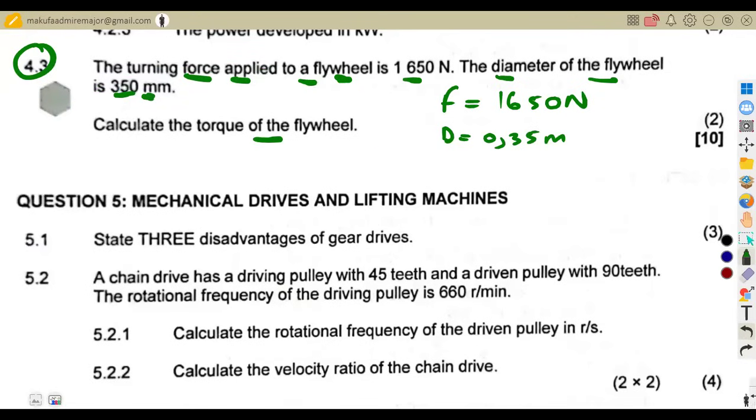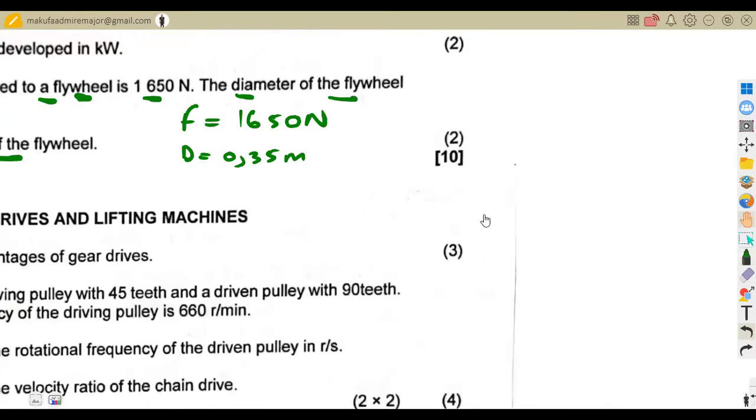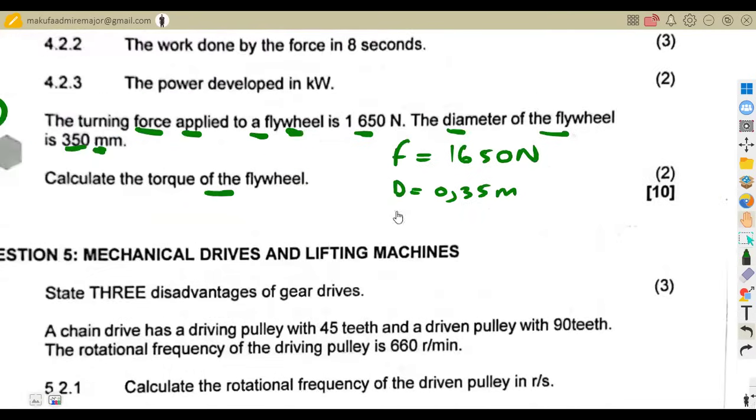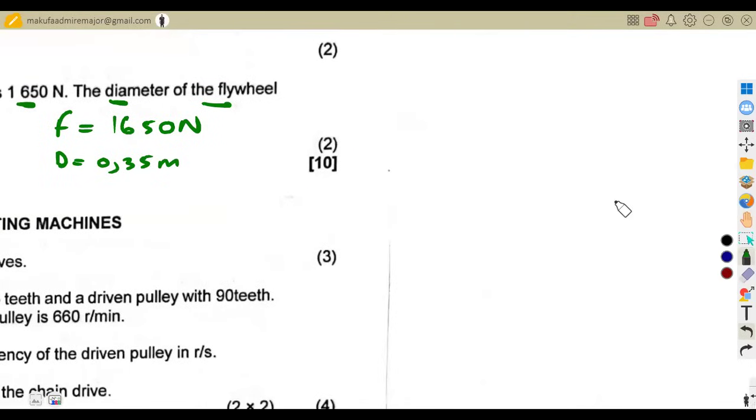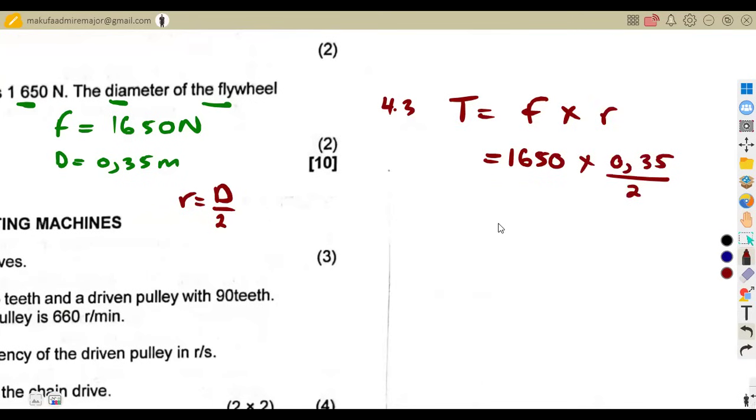All right, the torque, remember, torque is what? The force that we are given times the perpendicular distance, which is the radius. That is how you could have calculated this 4.3. We are simply saying the torque is the force times the perpendicular distance, which is the radius. We have the force of 1,650 times the radius. Remember, the radius is the diameter over 2. The diameter that we are given, in meters, is 0.35 over 2. So this is going to give us the torque.